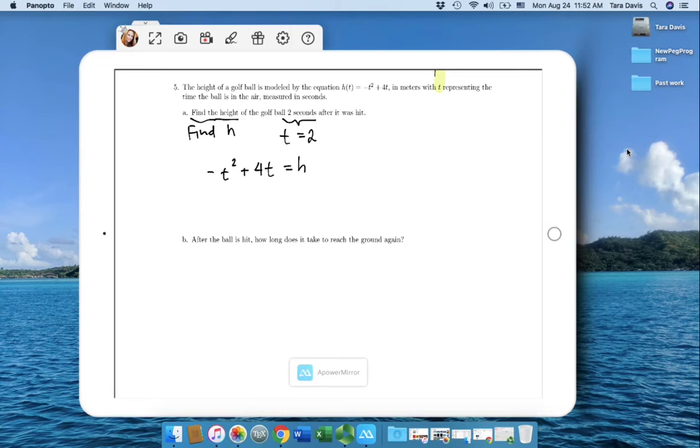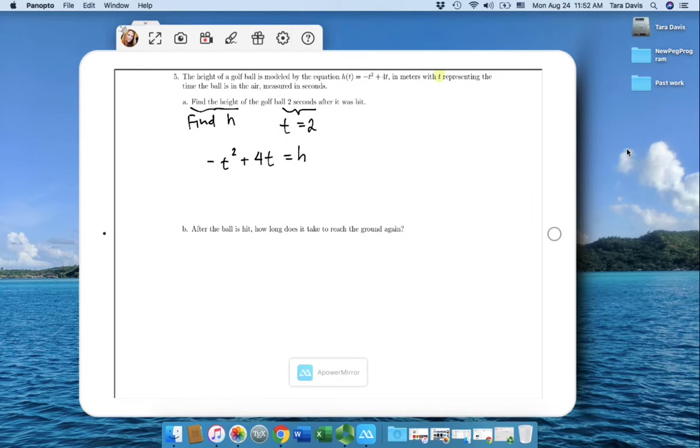Please be careful. There's no parentheses around the negative, so I am not supposed to put 1 there. So this is negative 2 squared plus 4 times 2. We're going to find it. So this is negative 4 plus 8, which is 4. And we must always use units when we can. We are given that this is meters. So the answer is 4 meters.